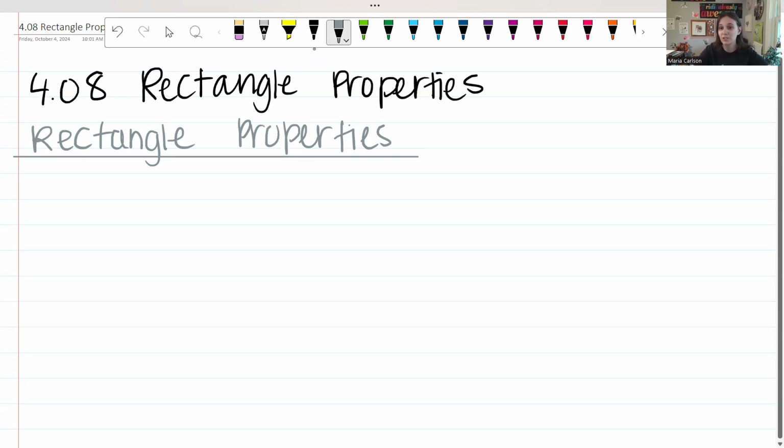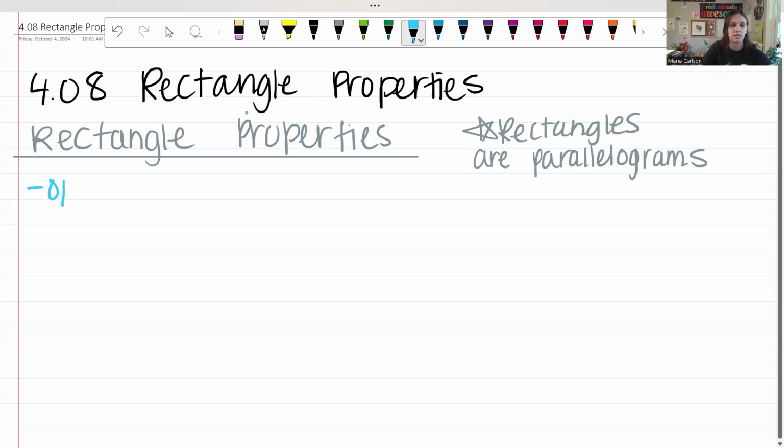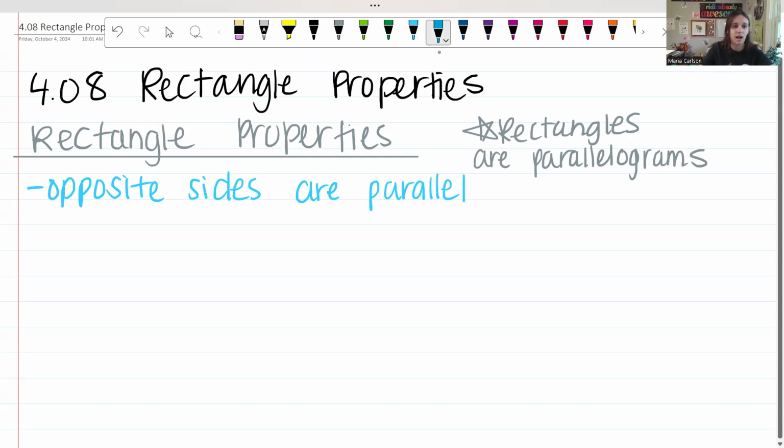So one thing we should note is that rectangles are a special type of parallelogram. So all of our characteristics of parallelograms are true for rectangles. This means the opposite sides of a rectangle are parallel. Opposite sides are also congruent.